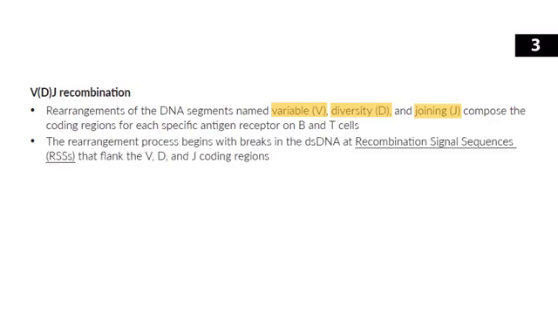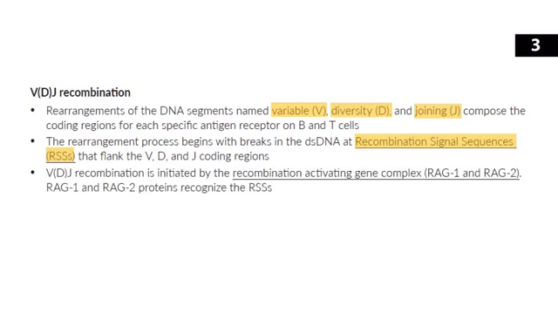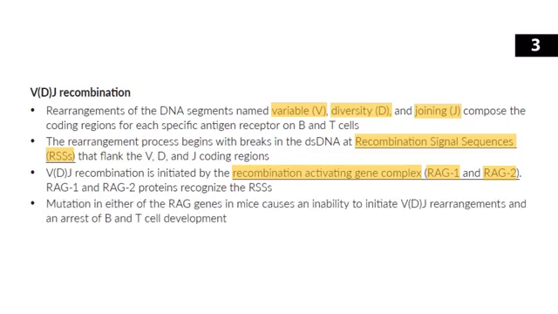The rearrangement process begins at the breaks in the double-stranded DNA at the recombination signal sequences, which is abbreviated RSS. These signal sequences flank each of the V, D, and J coding regions. After the DNA has broken at these specific breakpoints, the VDJ recombination is initiated by a protein called the recombination activating gene complex, or RAG, RAG1 and RAG2. RAG1 and RAG2 recognize the RSS sequences that flank each of these coding regions. That's going to initiate the recombination process.